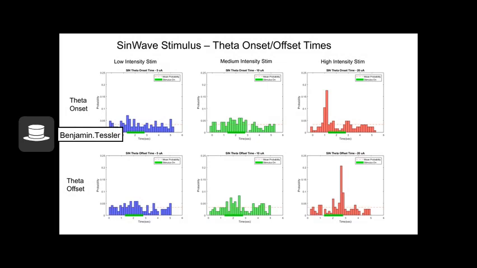Here we have the same histogram format for the sine wave stimulus group. As we can see in the top right plot, a large increase in theta onset at stimulation start, but also a large increase in the probability of its offset when stimulation ends, as can be seen in the bottom right plot. All this data shows that temporal interference seems to be better at targeting and influencing theta than the conventional method, as it can elicit long-lasting theta.